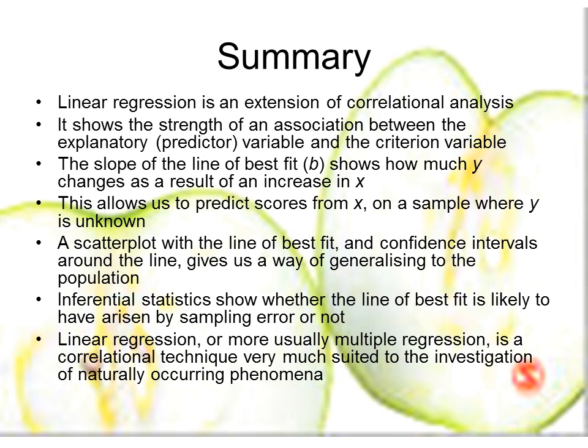A scatter plot gives us our line of best fit, and confidence intervals around the line give us a way of generalizing to the population. Inferential statistics show whether the line of best fit is likely to have arisen by sample error or not. And linear regression, or more usually multiple regression, is a correlational technique very much suited to the investigation of naturally occurring phenomena.